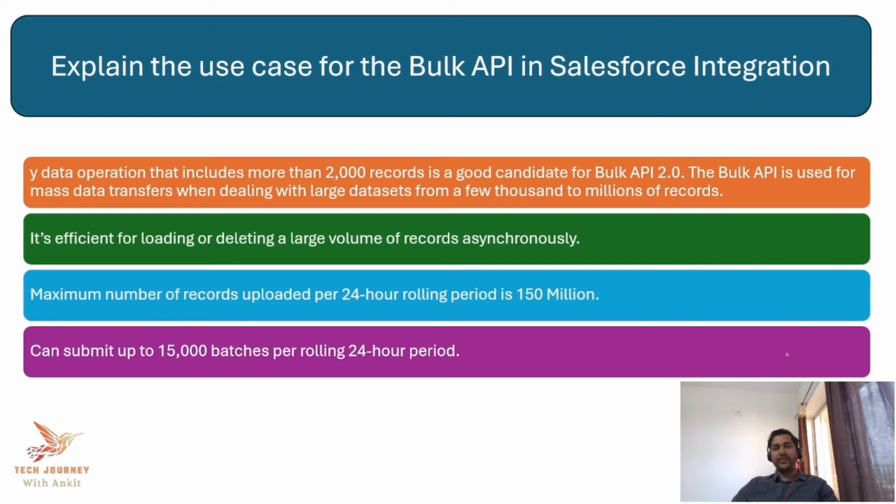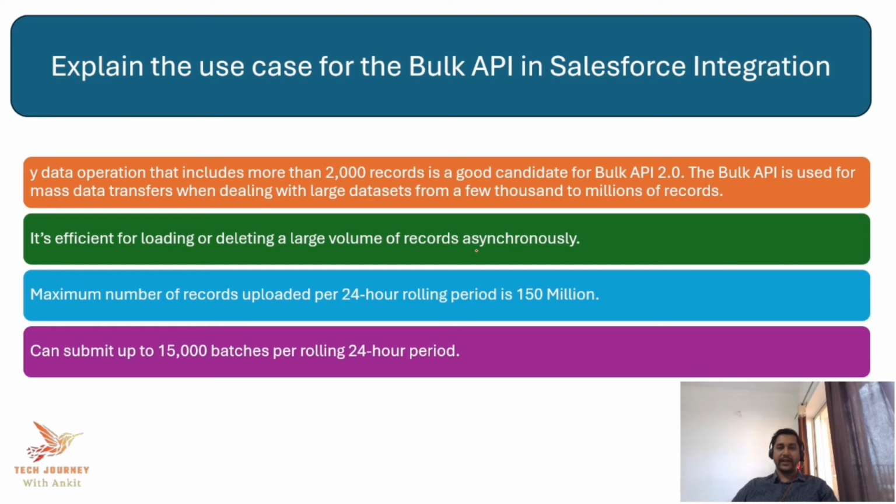Generally we take this number. Again, it's not a mandate, it's completely up to you. But personally, I believe that if there are more than 2000 records on which you have to perform the operation, then it's a good candidate for the bulk API. So bulk APIs are typically used whenever you have to perform mass data operations on a large set of data. That data can stand between thousands to millions as well. You can perform the operations with quite ease. It's efficient for loading and deleting large amounts of records.